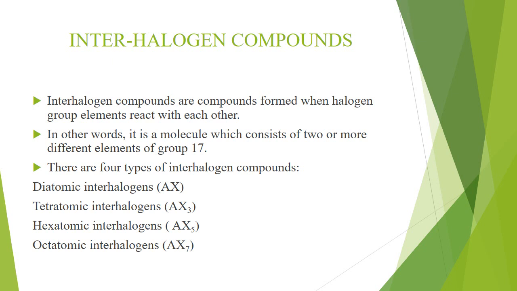Second one, tetraatomic interhalogens. Third one, hexaatomic interhalogens. Fourth one, octaatomic interhalogens. Diatomic interhalogen means AX. Tetraatomic interhalogen means AX3. AX5 means hexaatomic interhalogens. AX7 means octaatomic interhalogens.